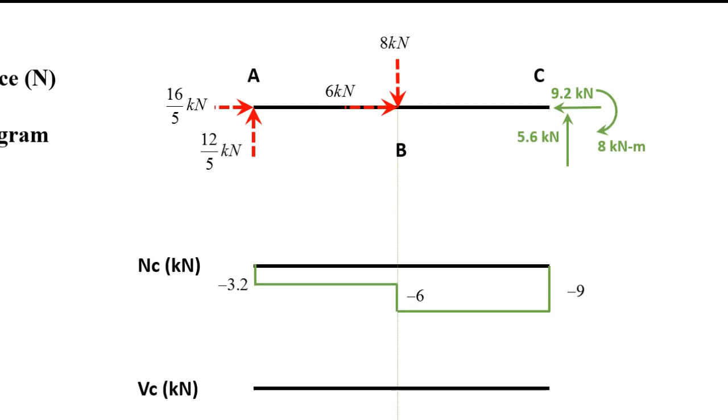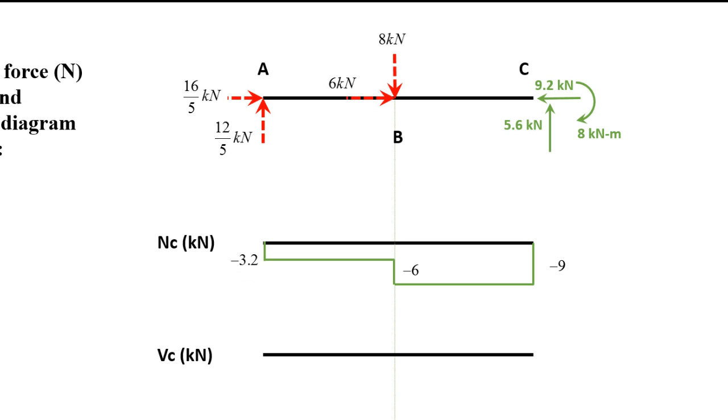Okay, let's move on to the shear force. For the shear force, I'm going to go up a value of 2.4. The 2.4 is basically the 12/5, and it's up because the force 12/5 is trying to push me upward. Between A and B there are no forces acting up and down, so I go a straight line. Then I'm going to be pushed down 8 units by the force 8 kilonewtons. So from positive 2.4 to negative 5.6. Again, between B and C, no forces, so I go to the right. Then I'm going to be pushed up 5.6, and my shear force diagram will be closed.